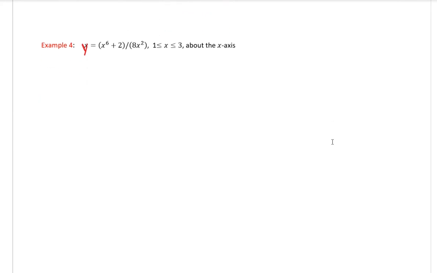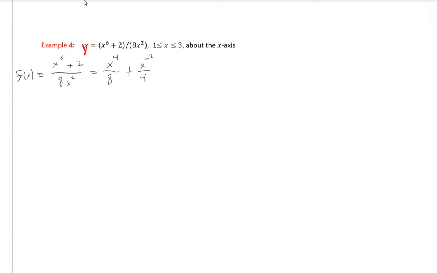All right. One last one. Now again, this is y equals the quantity x to the 6 plus 2 over 8x squared, 1 to 3, about the x-axis. So I'm going to rewrite that one again. This means y equals x to the 6 plus 2 over 8x squared. Now to rewrite that, I could just make that into two fractions, which is going to be a little bit easier to take the derivative of. I'll say this is f of x. x to the 6 over 8x squared will give me x to the 4th over 8. Plus 2 over 8x squared will give me 1 over 4x squared, otherwise known as x to the negative 2nd over 4.